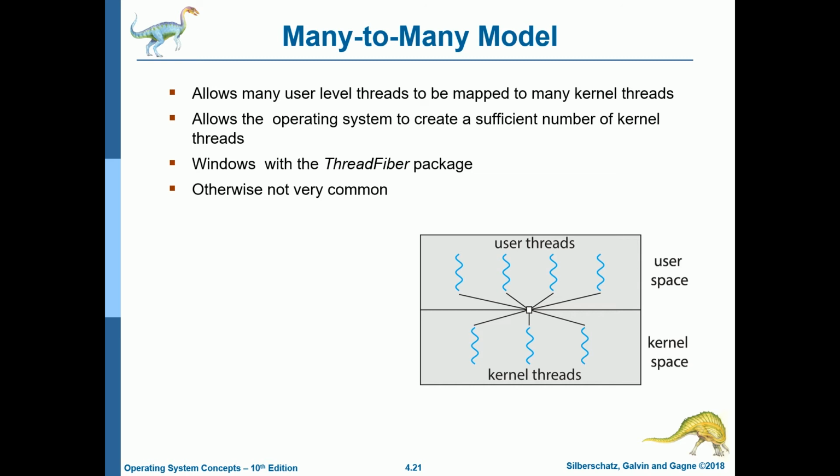Now, the many-to-one model allows the developer to create as many user threads as they wish, and it does not result in parallelism because the kernel can only schedule one kernel thread at a time. The one-to-one model allows greater concurrency, but the developer has to be careful that they do not create too many threads. Now, the many-to-many model suffers from neither of these shortcomings. Developers can create as many user threads as necessary, and the corresponding kernel threads can run in parallel on multiprocessors. Also, when a thread performs a blocking call, the kernel can schedule another thread for execution.